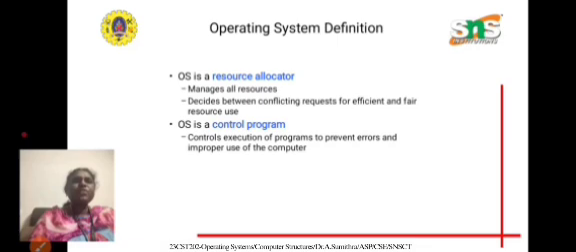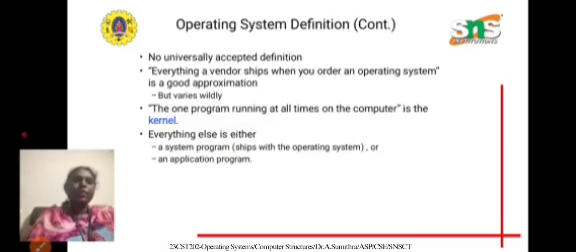And the basic definition of an operating system: we call the operating system a resource allocator, where it manages all your resources and ensures efficient and fair resource usage. An OS is also a control program, which controls the execution of programs to prevent errors and improve the use of your computer. That was the basic definition of an operating system.